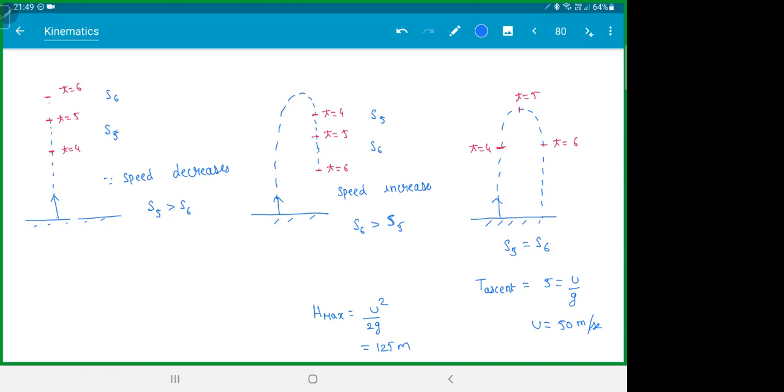Are you getting this logic, everyone? You can't go up, you can't come down. Then you're left with only one possibility. 1 second you're going up and 1 second you're coming down. 4 to 5 you're going up and 5 to 6 you're coming down.